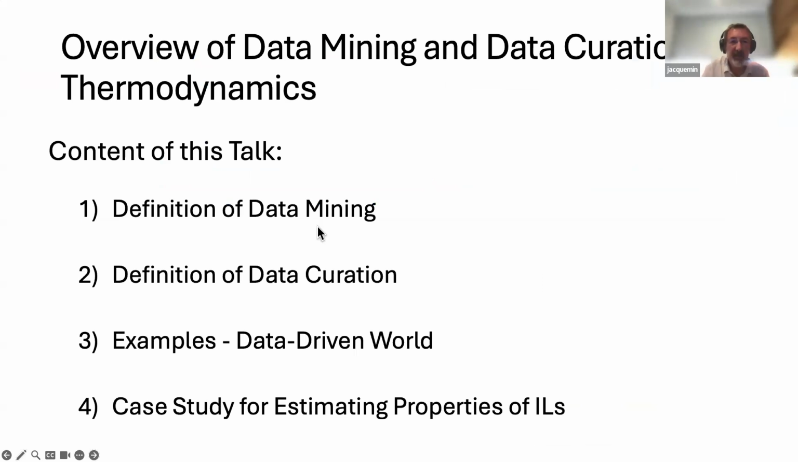So the content of my talk: I will start with some definitions of data mining and data curation. I will give some examples of papers that use such strategies, and I will follow with some models that we developed using artificial intelligence for predicting some ionic liquids properties amongst categories of novel materials.